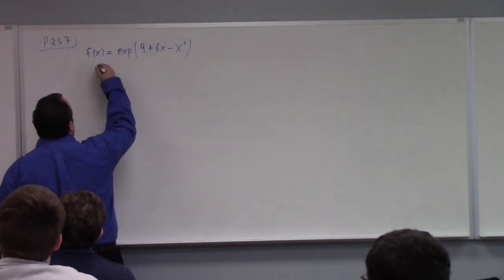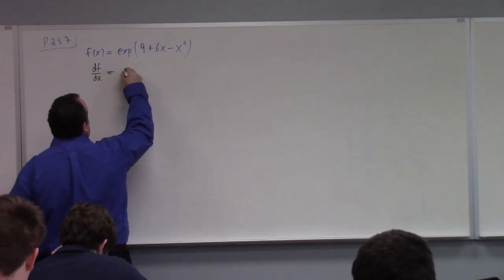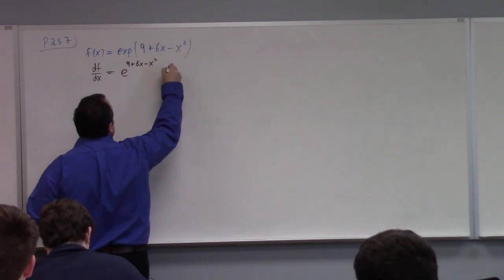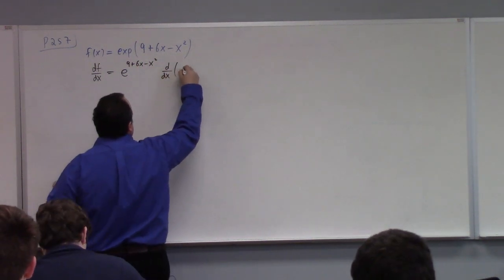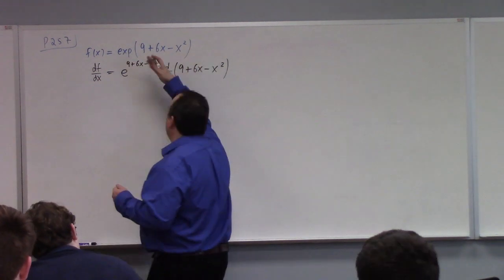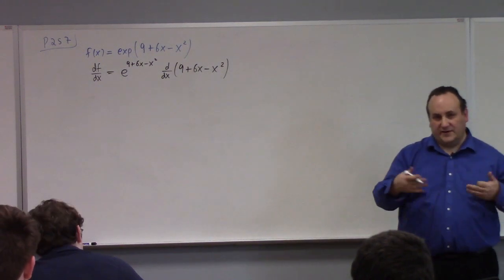So we have to differentiate this. What's df dx equal to? Well, it's equal to e to the 9 plus 6x minus x squared times the derivative of 9 plus 6x minus x squared. Don't let this exponential notation confound you. That's just another notation for e to the something.